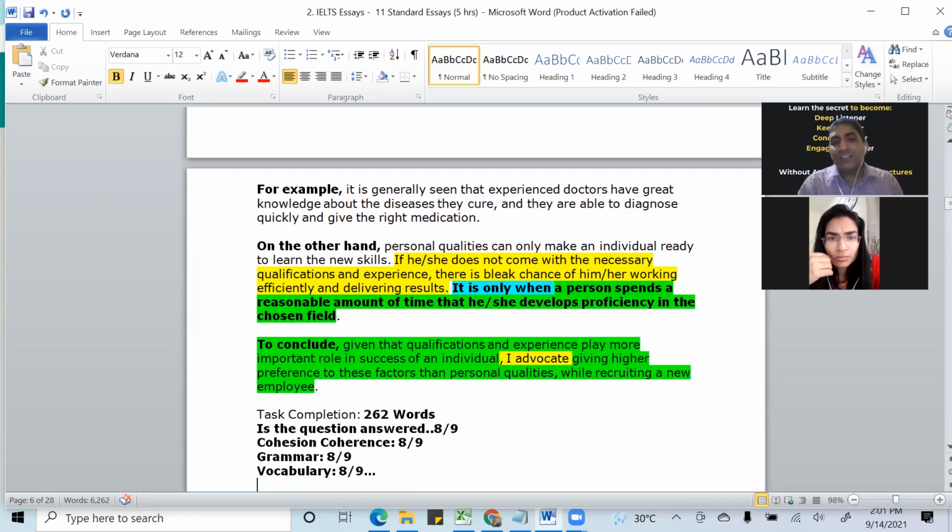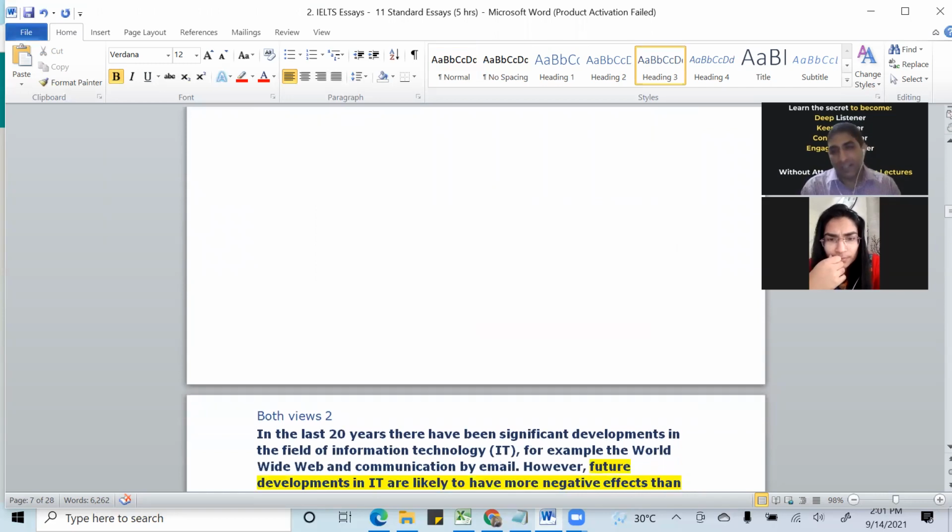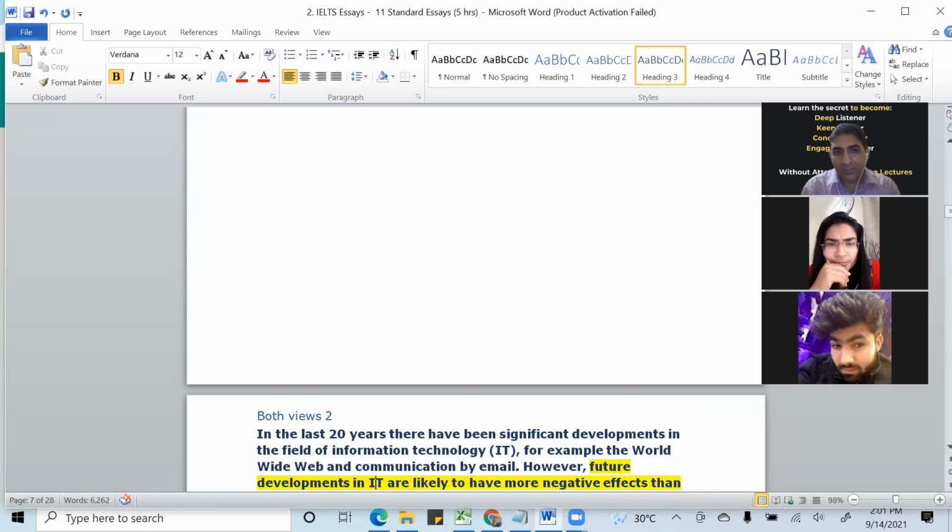So when you read these essays with this kind of perspective, you will be able to understand how to write it. Now, how many of you have already written this essay after reading it? Yes, I have done. You have written. Vikas, have you already written this? Yes, sir.